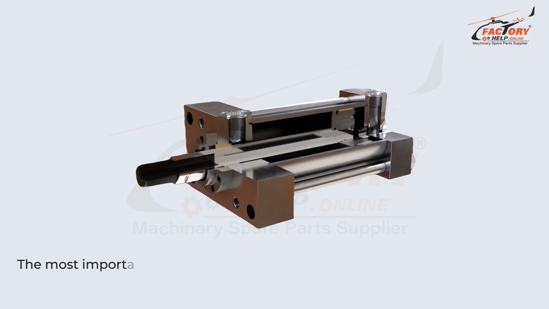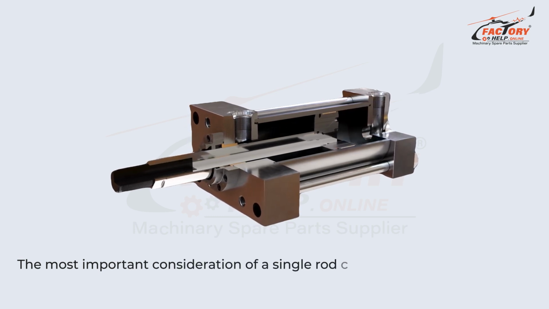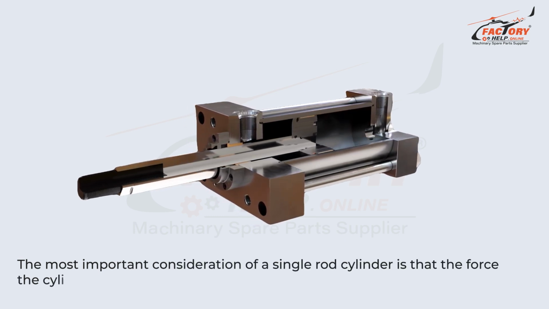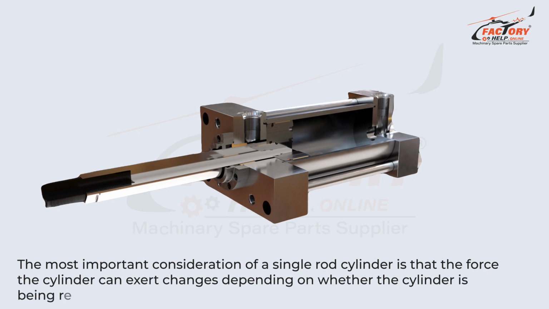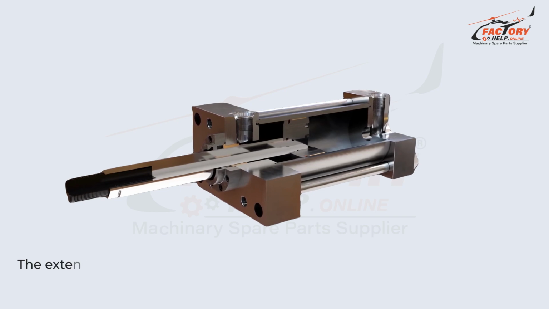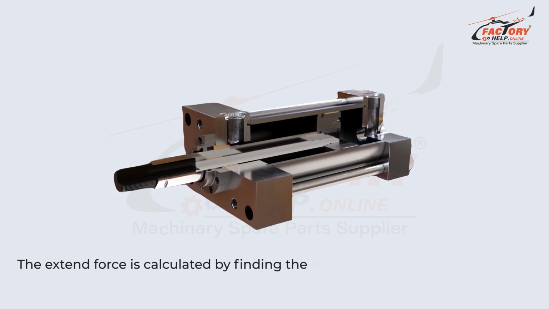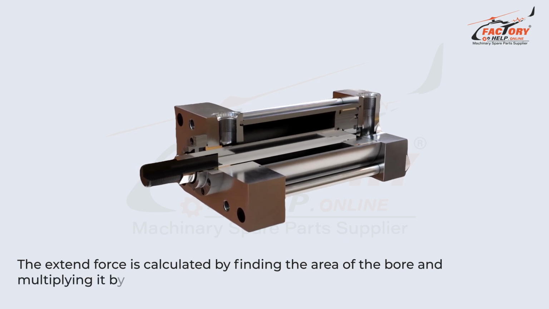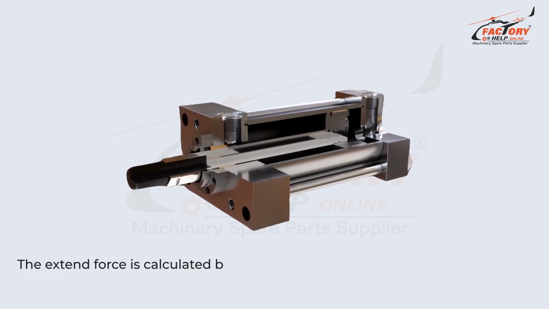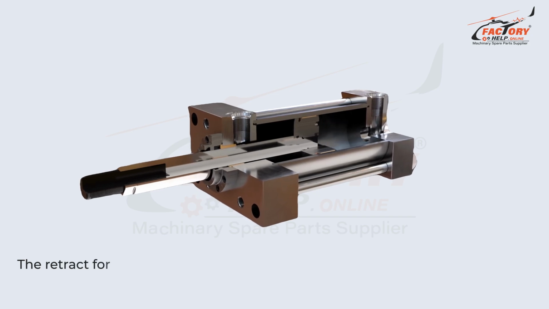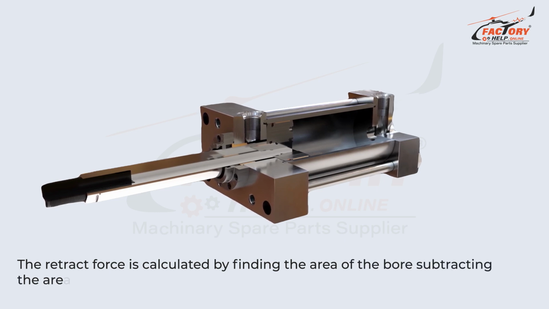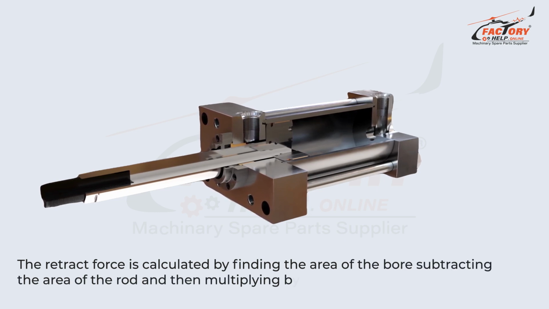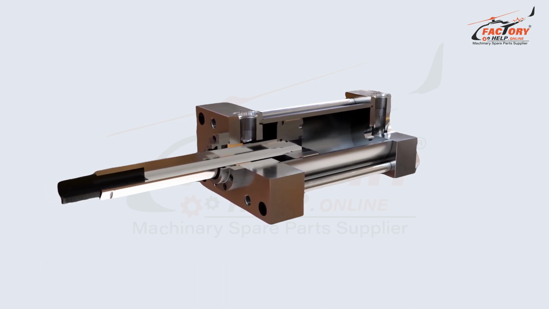The most important consideration of a single rod cylinder is that the force the cylinder can exert changes depending on whether the cylinder is being retracted or extended. The extend force is calculated by finding the area of the bore and multiplying it by the operating pressure. The retract force is calculated by finding the area of the bore, subtracting the area of the rod, and then multiplying by the operating pressure.